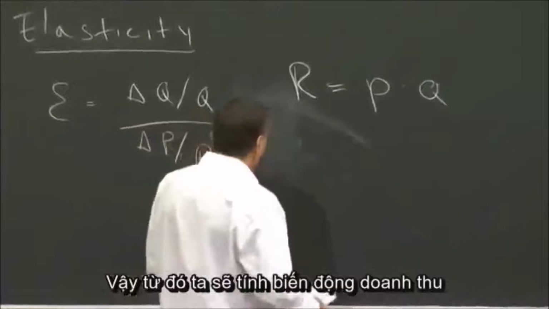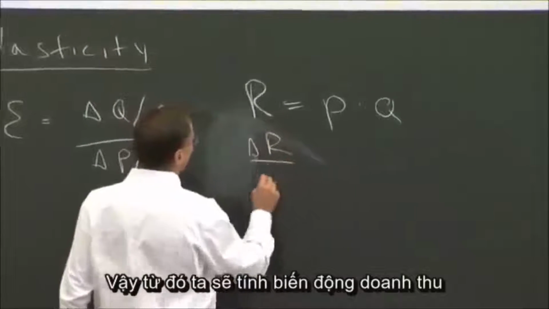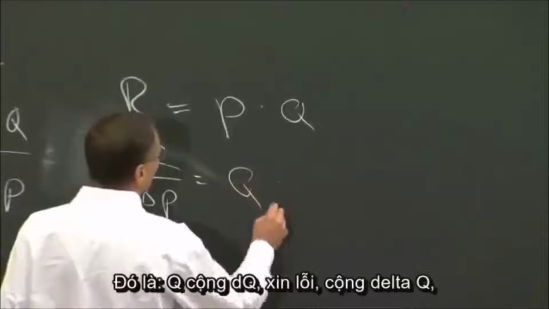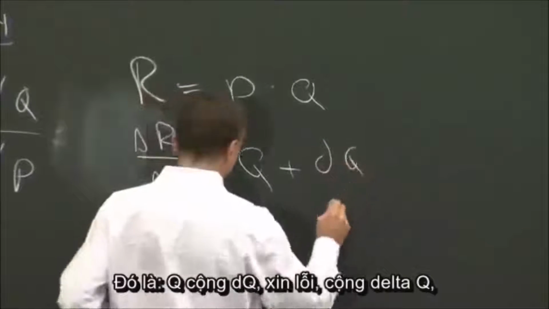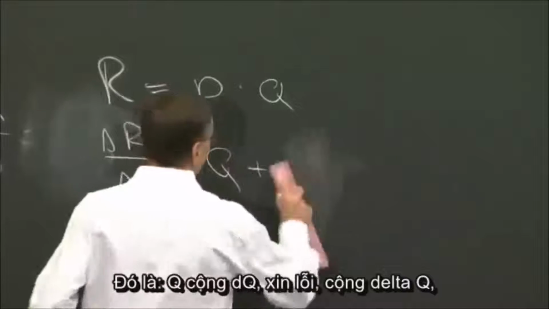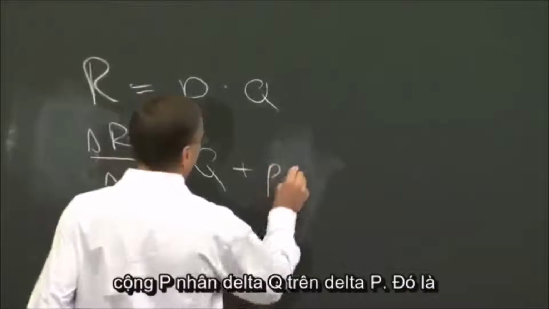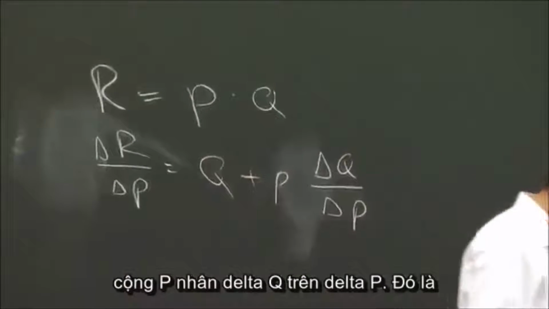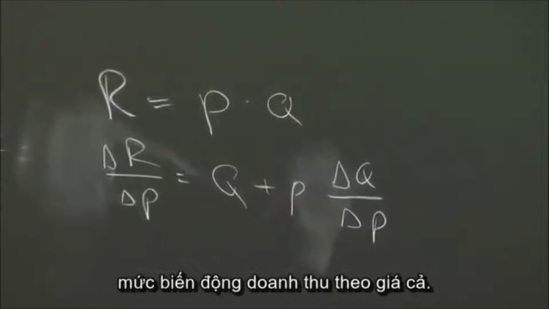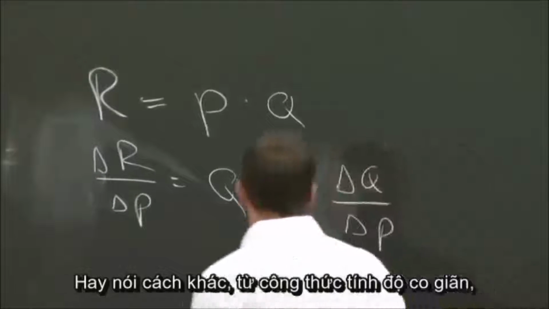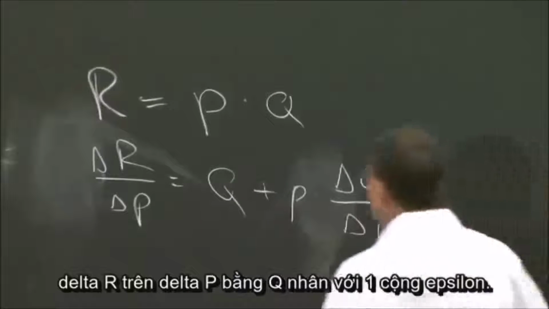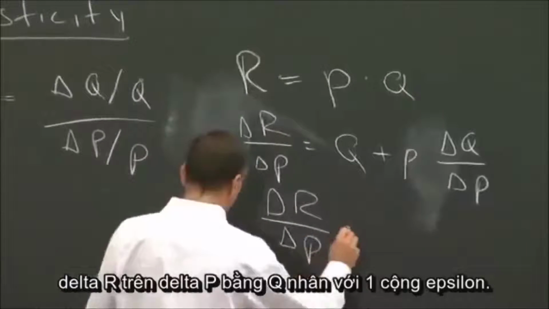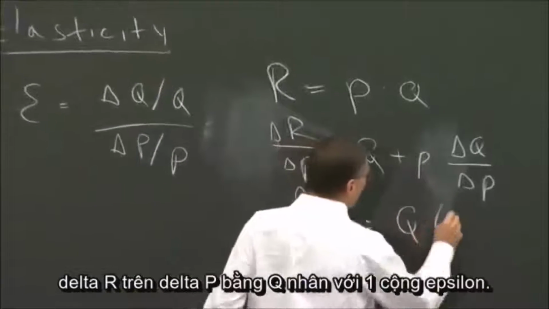Okay? Well, we can then say that the change in revenues with respect to price is what? It's Q plus P times delta Q over delta P. Let me put it this way to make my math clear. That's how revenues change with respect to price. Or in other words, plugging in from the elasticity formula, delta R over delta P equals Q times (1 plus epsilon).